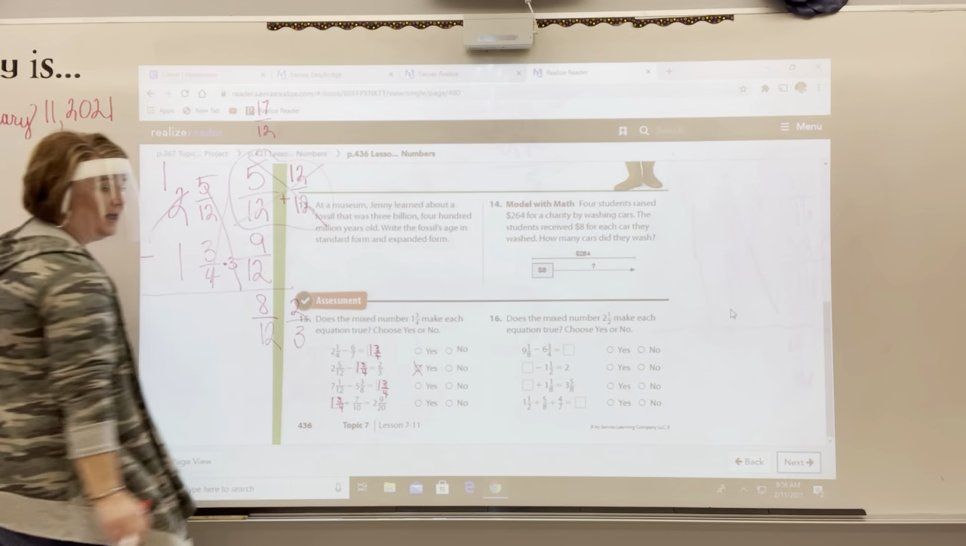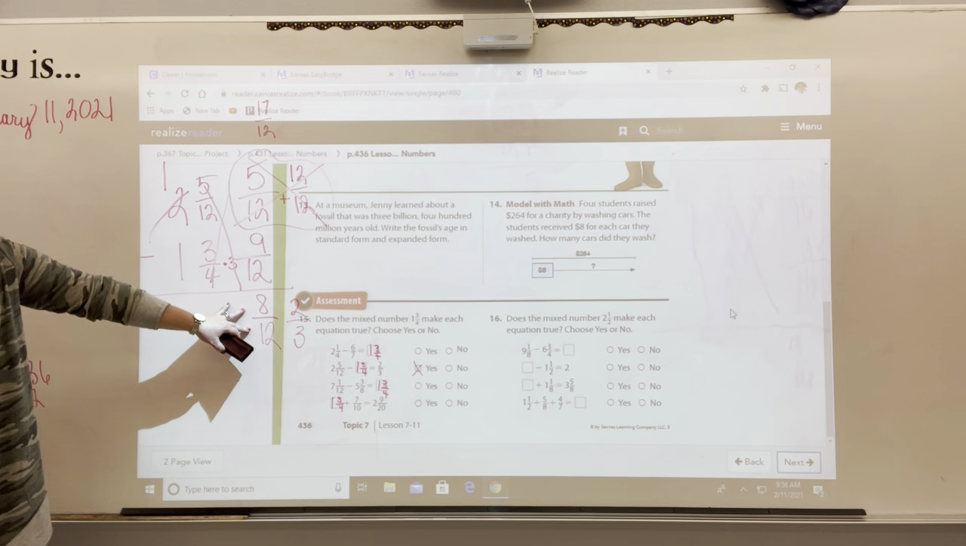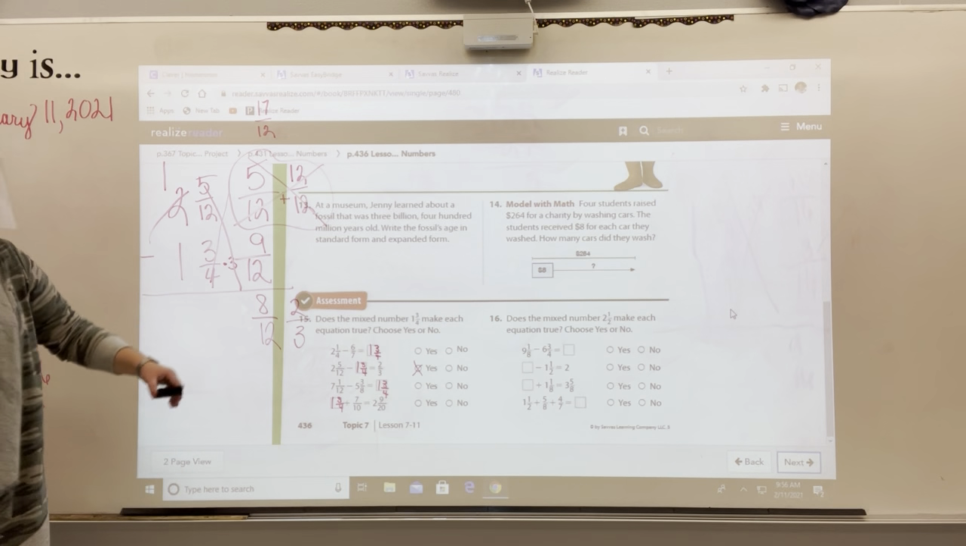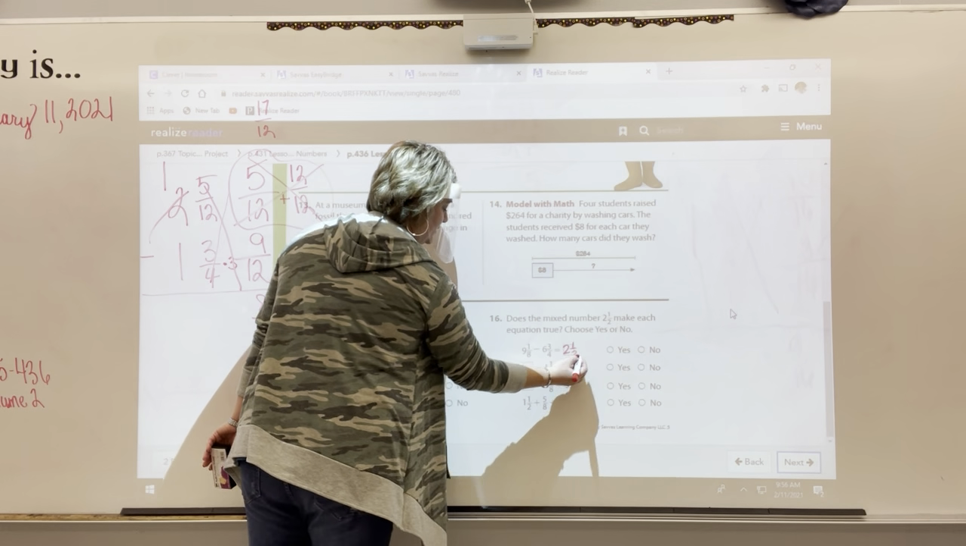Yes. And I'm afraid some of y'all would have marked that no because y'all would have got 8 twelfths. Do you see what they tried to do? They tried to trick you. They wanted you to mark no because they said 8 twelfths isn't the same as 2/3, but it really is if you reduce it, okay? On 16, write 2.5 in every one of those boxes.